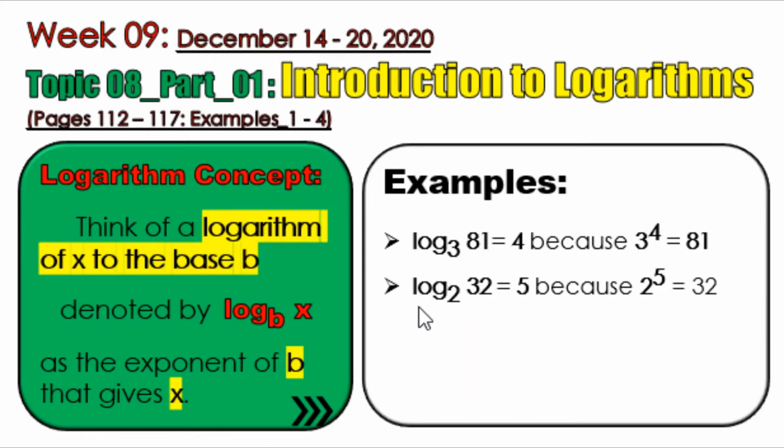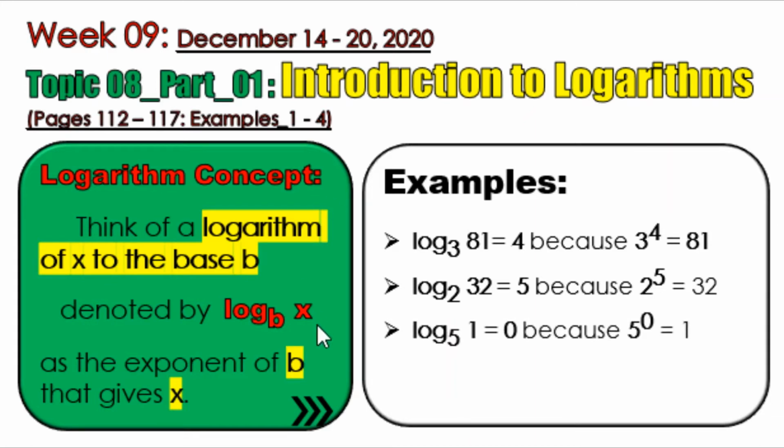Next example, we have logarithm of 32 to the base 2. Ask yourself, what would be the exponent of 2 so that we can have 32? That number would be 5 because 2 raised to 5 is equal to 32. Or 5 must be the exponent of 2 so that we can have 32.